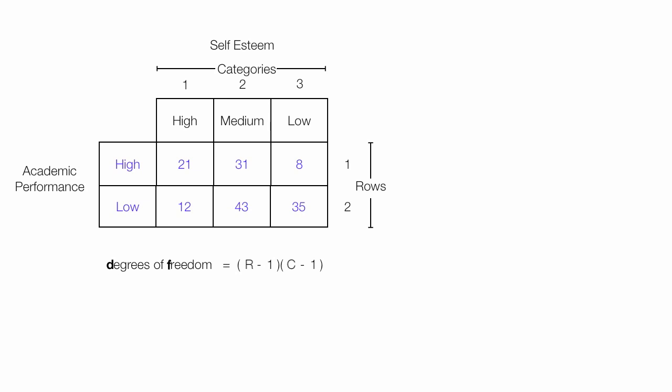So degrees of freedom I'll abbreviate to DF, and this is equal to 2 rows minus 1 times 3 columns, or 3 categories minus 1. So this is 2 minus 1, which is of course 1, times 3 minus 1, which is 2, and 1 times 2, the last time I checked, was 2. So degrees of freedom is equal to 2, and my chi-square is equal to 16.8.